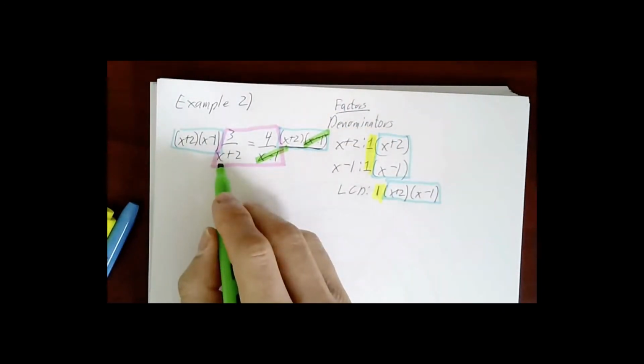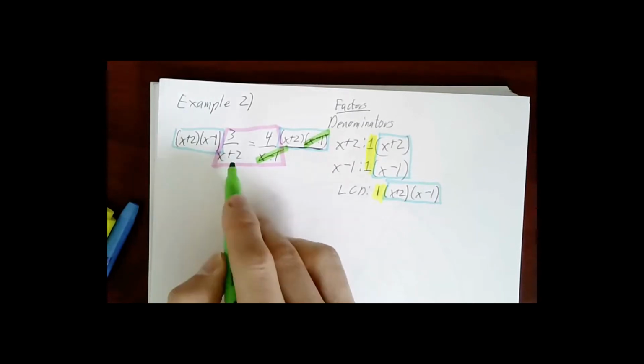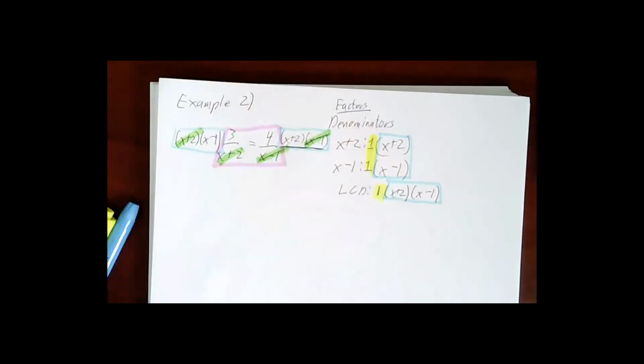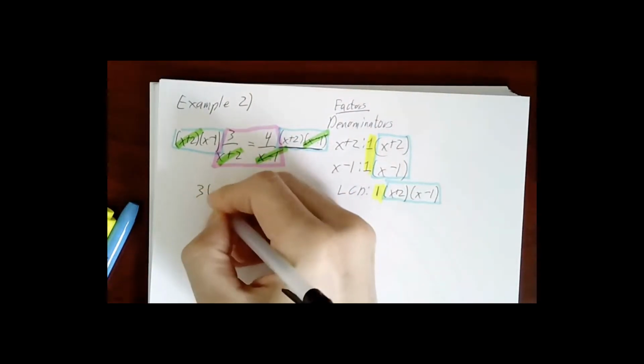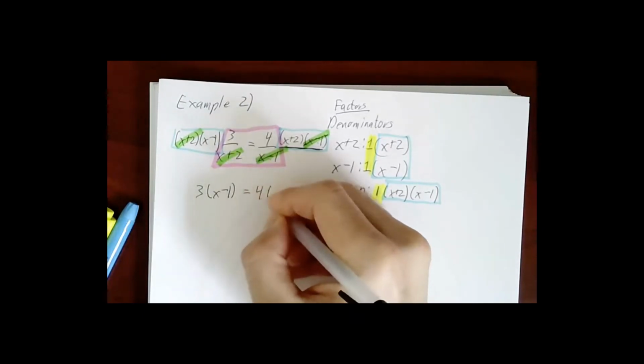Similarly, on the left-hand side, I have an x plus 2 and an x plus 2. This x plus 2 is in my numerator. My x plus 2 here is my denominator. So these now cancel each other out. What I'm left with is 3 times x minus 1 on the left-hand side. And on the right-hand side, I'm left with 4 times x plus 2.